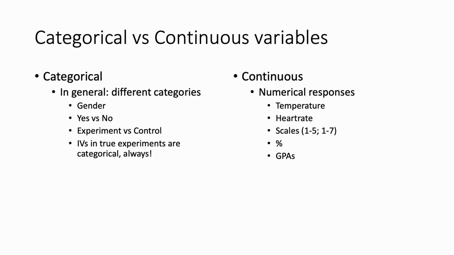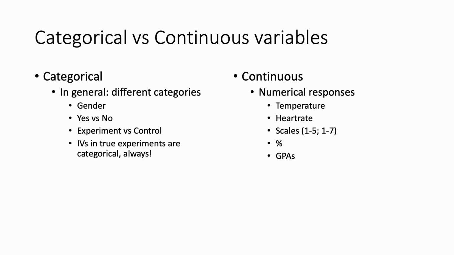Your traditional experimental versus control group is definitely a category. And really all independent variables in true experiments are always categorical variables, right? Like they have different categories. So gender is a categorical variable, an independent variable for the most part. Yes or no questions are a categorical dependent variable, and every true experiment IV is a categorical variable. That is just true. Now, continuous are numerical responses. Like you got your basic ones, temperature, heart rate, and all scales, 1 to 5, 1 to 7, 1 to 10.